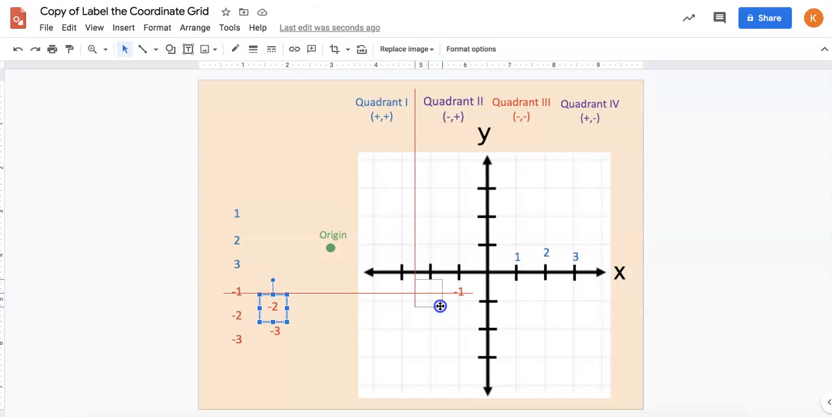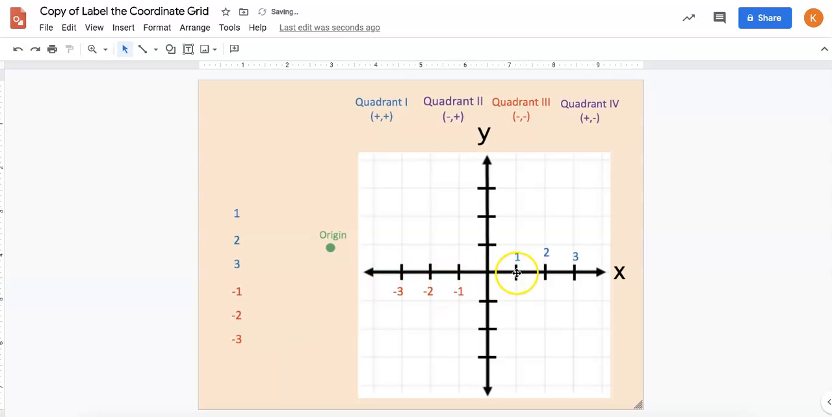And this is taking me a while, guys, so you probably want to just make the video play at a faster speed because this is probably a little bit irritating to watch me slowly move the numbers over. Okay, so 1, 2, and 3, and then -1, -2, -3.